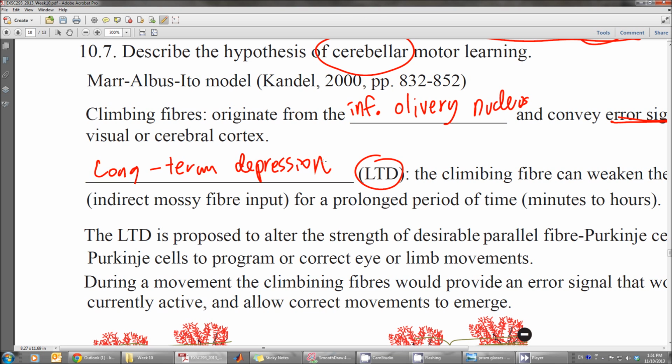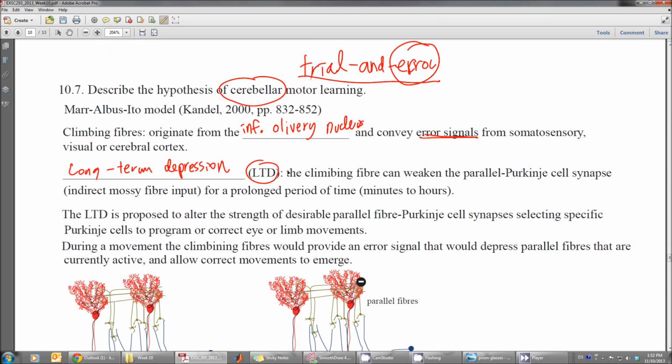Of certain synapse that causes the error. So the role of the climbing fibers is it detects the error and it goes synapse with the Purkinje cell, but the synapse is a sort of inhibitory that inhibits the Purkinje cell, which causes the error-causing movement. So this depression of the synapse, specifically called the parallel fiber Purkinje cell synapse, inhibits or depresses the synapse.